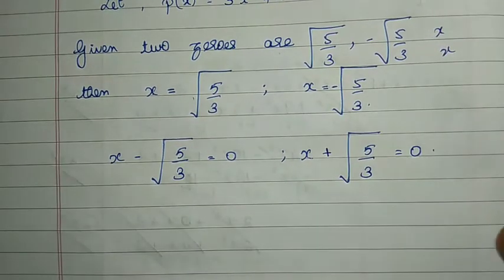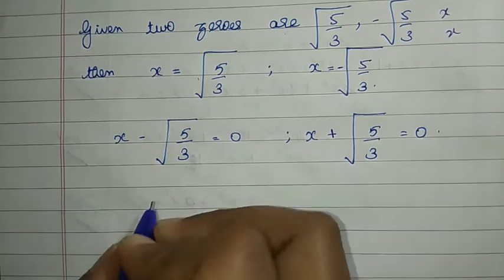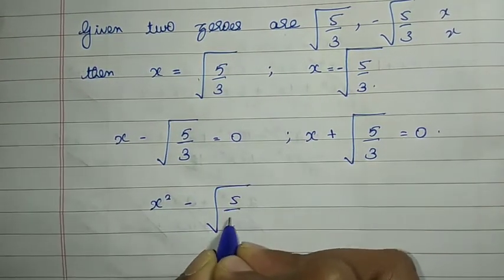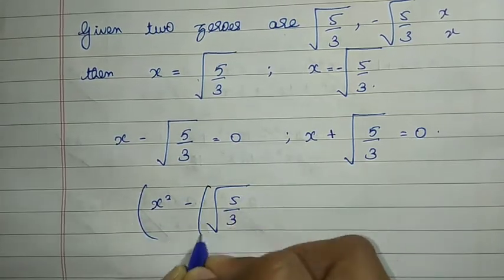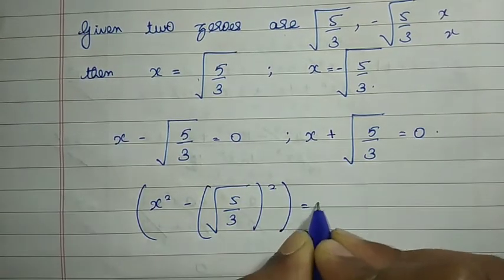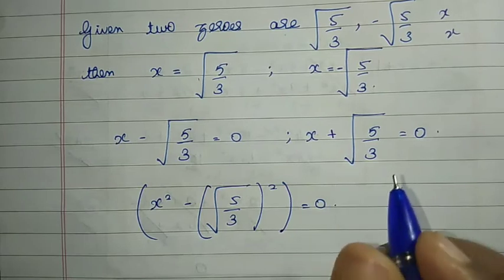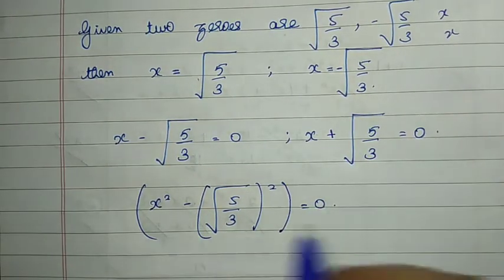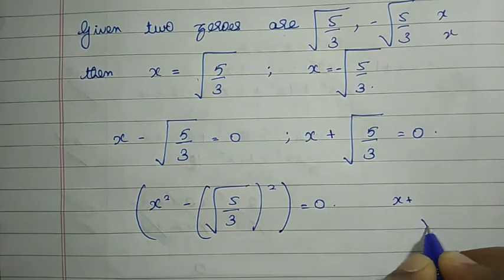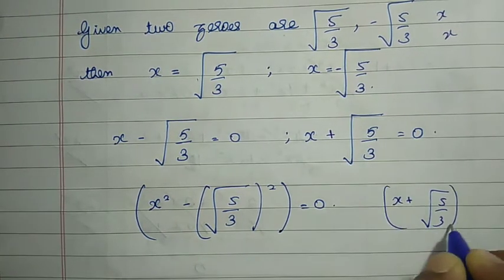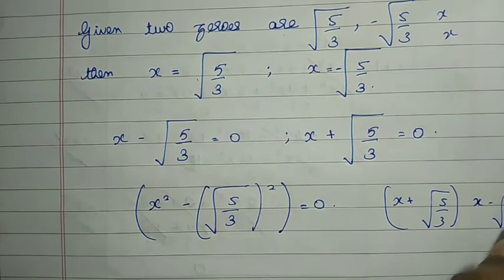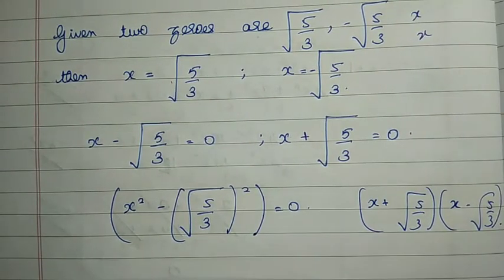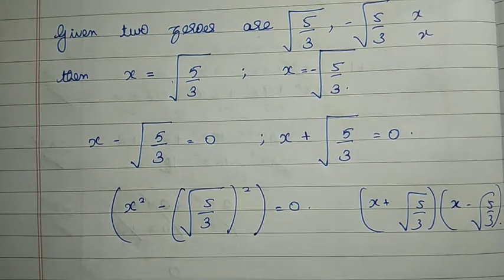So now I will go back one more step, that is (x² − √5/3)² = 0. From this step, we will be going to this step, isn't it? So this we will be splitting as (x + √5/3)(x − √5/3). For these types of sums, we will be coming backwards. Okay, that is the only thing.